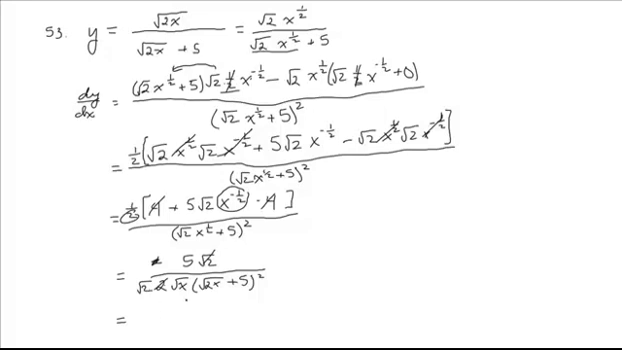Now I can recombine that as well. So if I just want this to look a little bit more like it did originally, I could have 5 over square root of 2x times square root of 2x plus 5, the quantity squared.